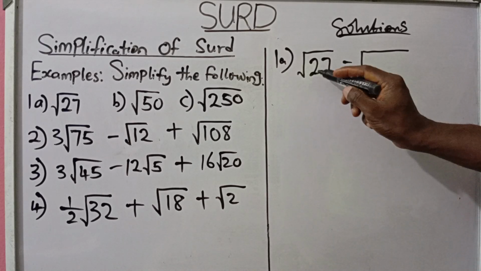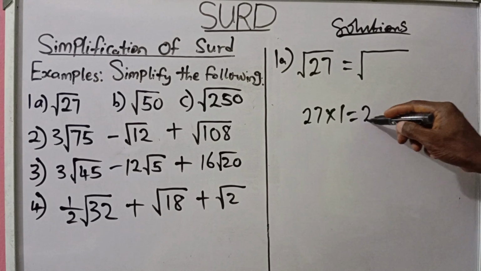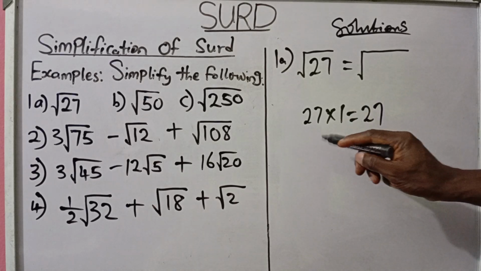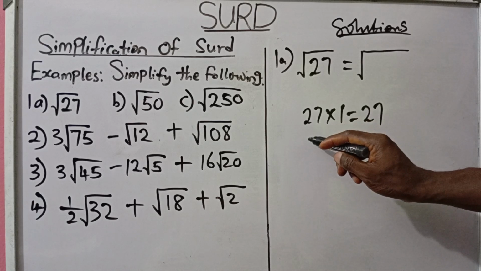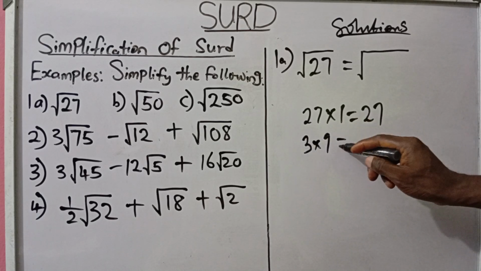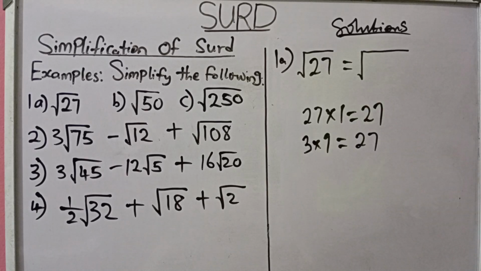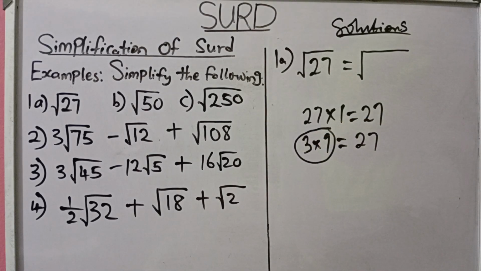We have various numbers that can give us 27. We have 27 multiplied by 1 will give us 27. Okay. Then we have another one, 3 multiplied by 9 will give us 27. Is there another number that can give us that? No. We can use this one now. This is what we're going to use.